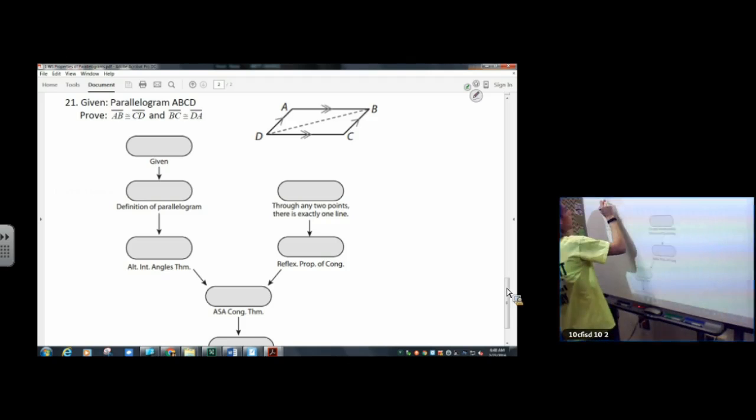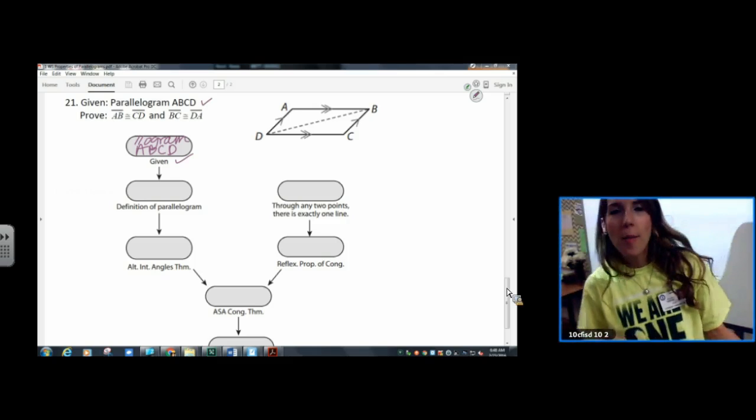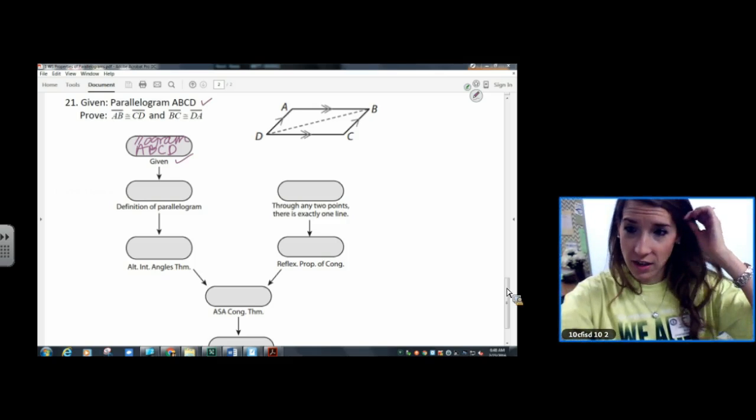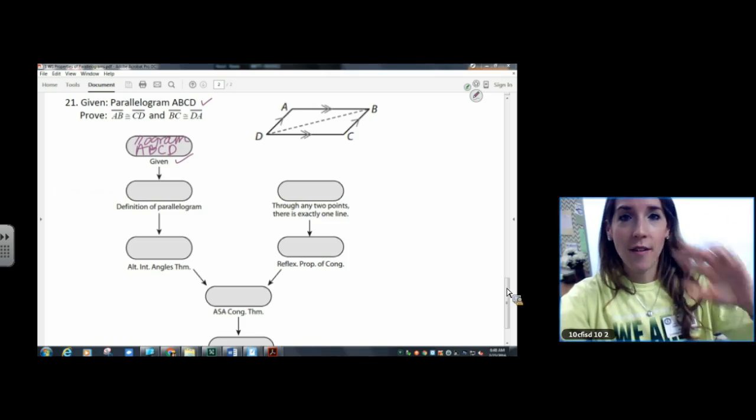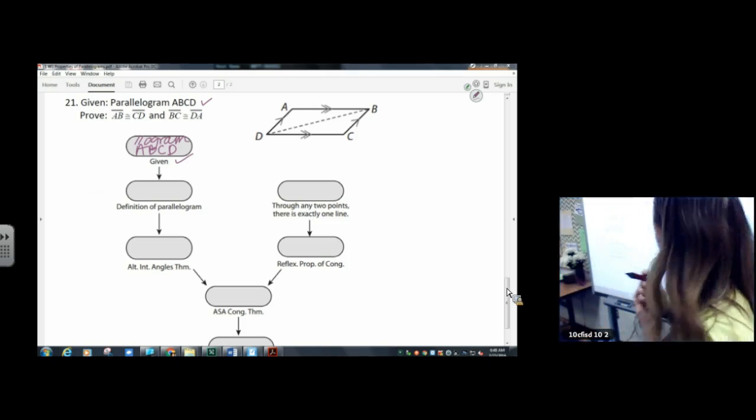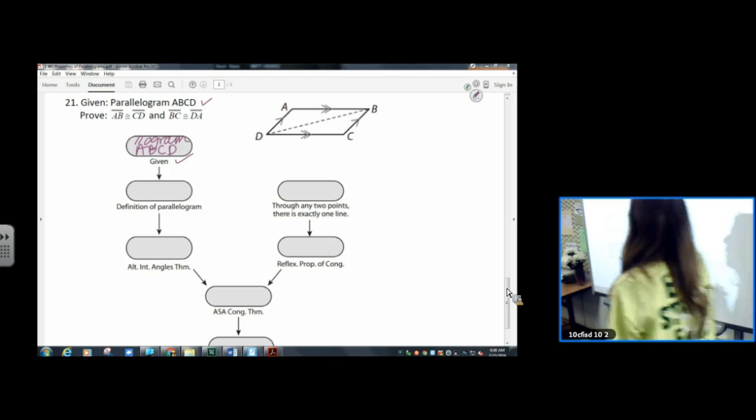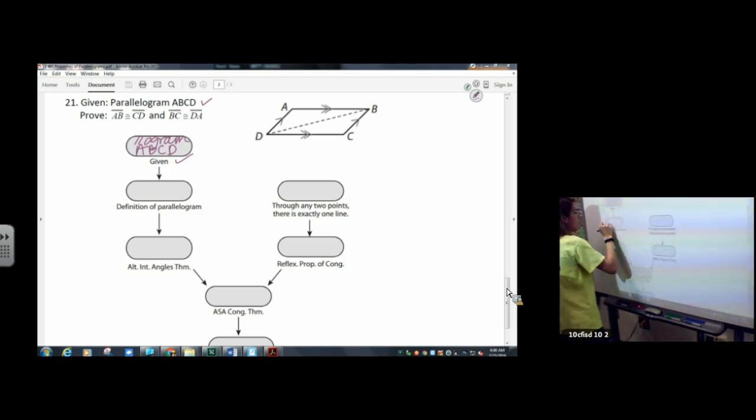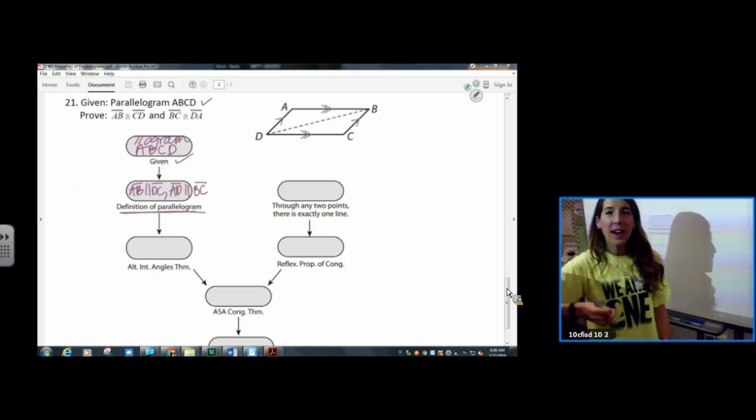The given. We start with parallelogram A, B, C, D. Given. Done. Cool. All right, well, what do we know about a parallelogram? By definition, a parallelogram has two pairs of opposite parallel sides. So we better say that those opposite sides are parallel. Let's say it. AB is parallel to DC, and AD is parallel to BC. Why? Because that is what a parallelogram is.